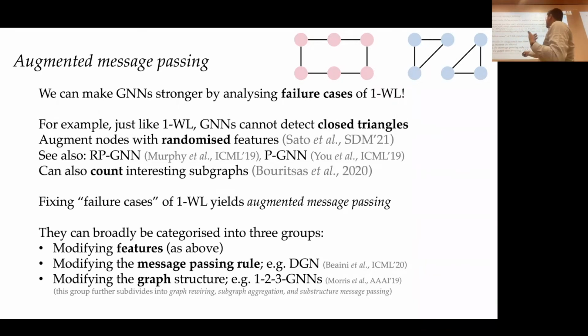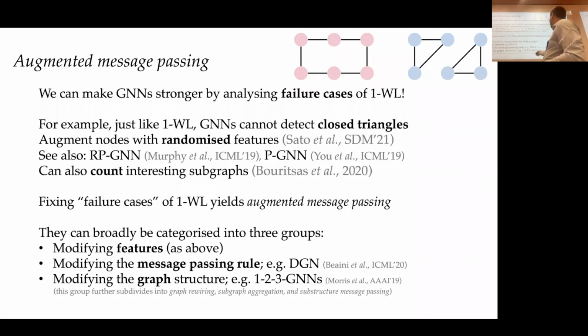And whenever you fix a failure case of the Weisfeiler test like this, it generally gives you something of an augmented message passing flavor. And you can broadly categorize them into three general directions. I said there's a lot of efforts going on here, but one general direction is, as we just discussed, to put some features in the nodes or edges to tell apart the different structures. You could also modify the message passing rule to be more mindful of the graph structure.